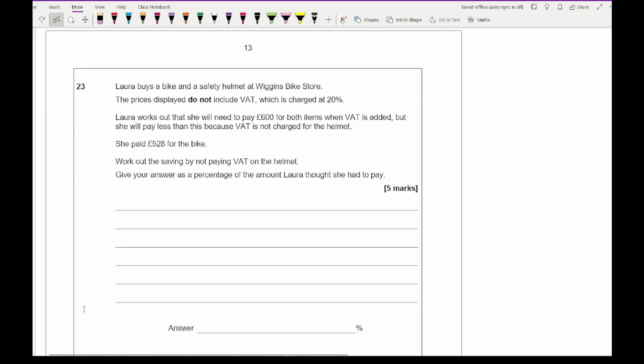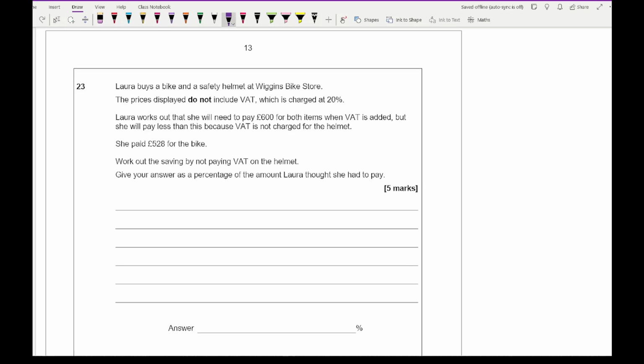Moving on to question 23, it says that Laura buys a bike and a safety helmet at Wiggins bike store. The prices displayed do not include VAT, which is charged at 20%. Laura works out that she will need to pay £600 for both items when VAT is added, but she will pay less than this because VAT is not charged on a helmet, which is actually true. She paid £528 for the bike. Work out the saving by not paying VAT on the helmet. Give your answer as a percentage of the whole amount that Laura thought she would have to pay.